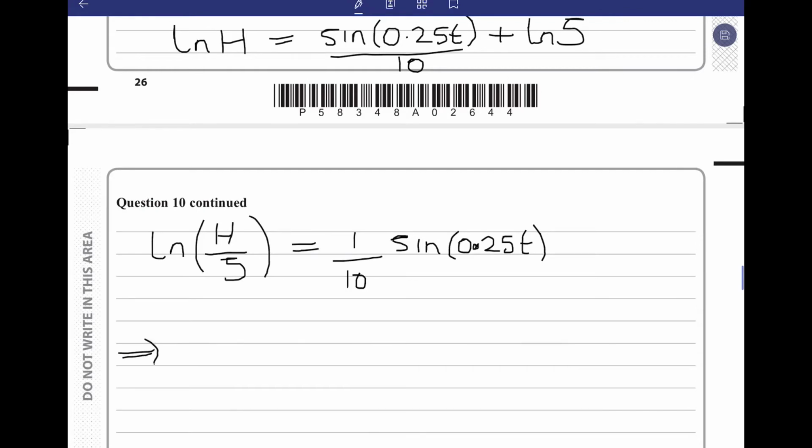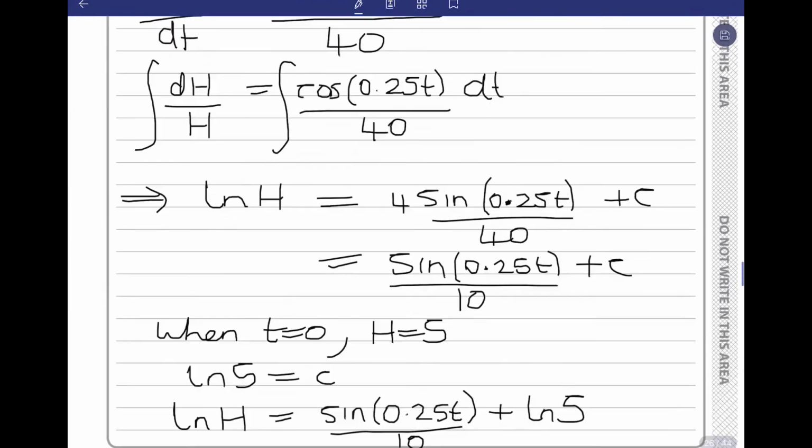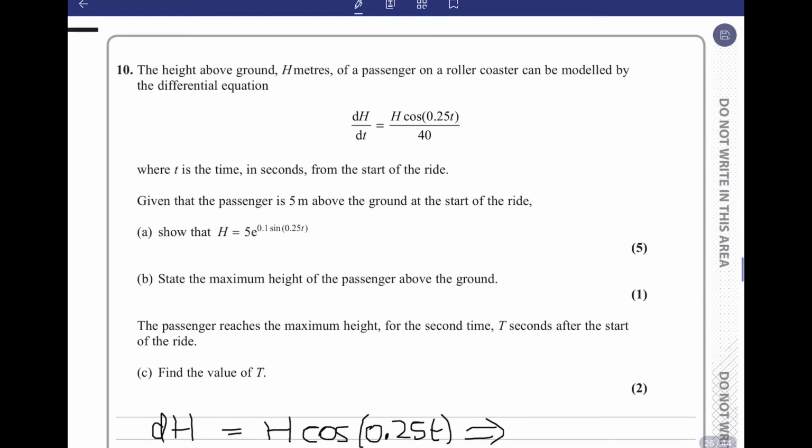So this gives us, what have we got? h over 5 equals e to the 0.1 sine 0.25t. And now we just multiply through by 5 and we get the answer we're looking for. h equals 5e to the 0.1 sine 0.25t. That is the required answer. So moving on to part B now. State the maximum height of the passenger above the ground.